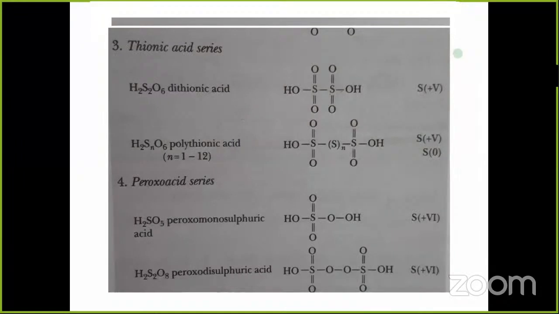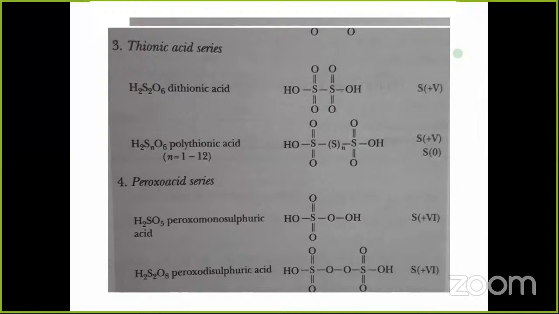Then dithionic acid, where an SS bond is present, and polythionic acid and peroxy acids. These 2 acids are most important. Peroxy monosulfuric acid, with a peroxy bond, is generally called Caro's acid. The second one, peroxydisulfuric acid, is generally called Marshall's acid. It also has a peroxy OO bond, S double bond O, and SOH bonds. The average sulfur oxidation state is +6, and every sulfur exhibits sp3 hybridization. So this is the structural information about the oxy acids of sulfur.